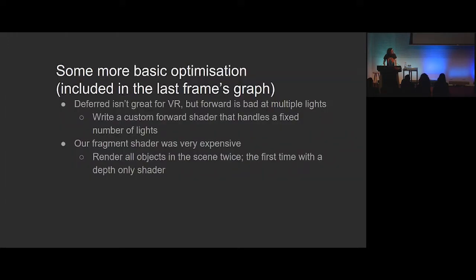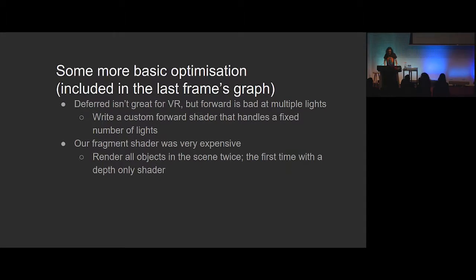Okay. So there were a few things that I'm not going to be going into in this talk, but that we have done in that previous graph already. We've swapped from deferred lighting to forward lighting, but just going to a standard forward with the amount of lights we had would have been really bad because we're doing an additional pass for every extra light. So we've written a custom forward shader, and this is where Ed's work came into it a lot. We've written a custom forward shader which handles a fixed number of lights, because we always know we want to just handle the same number of lights.